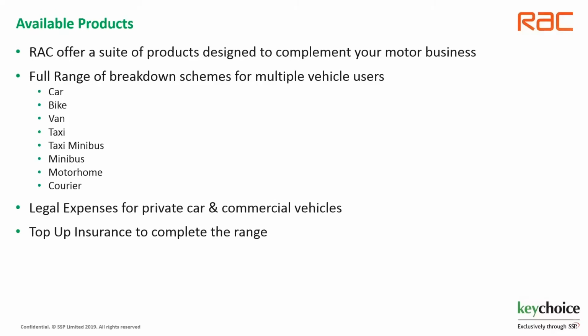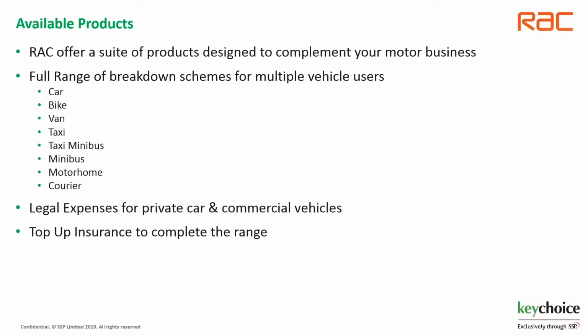So as the slide here mentions, we provide products to complement your motor insurance business, and we have since launch had what we call the core breakdown products. So that would be the car, bike and van products. But since then, and based on feedback from the brokers, we've introduced more specialist niche products. So we now have, and launched in July 2018, taxi, minibus, motorhome and courier breakdown products to help you offer those to those niche areas of your business.